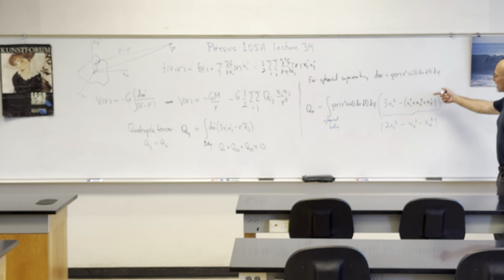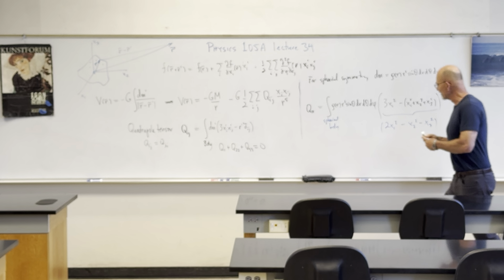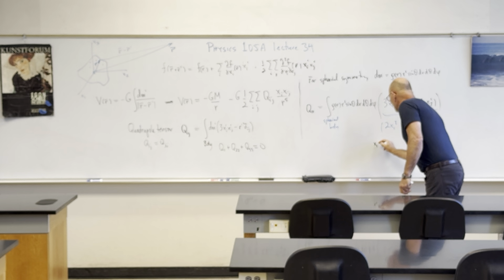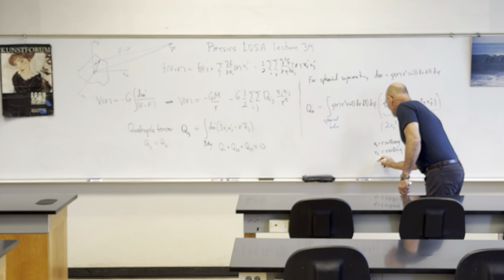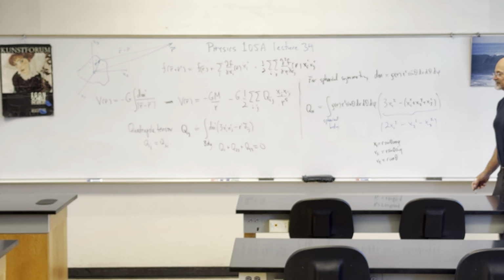Now, of course, if we want to plug things in, I'm tempted for us to do both. If we want to plug things in, we have to have x1 equals r sine theta cos phi, x2 equals r sine theta sine phi, x3 equals r cos theta, right? Spherical polar coordinates. Okay. So why would that integral vanish? Anybody?